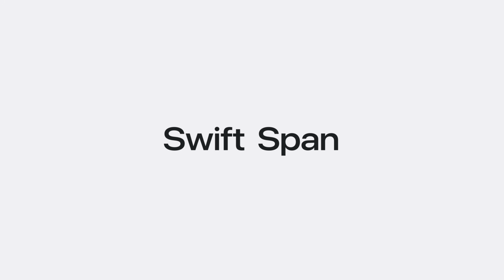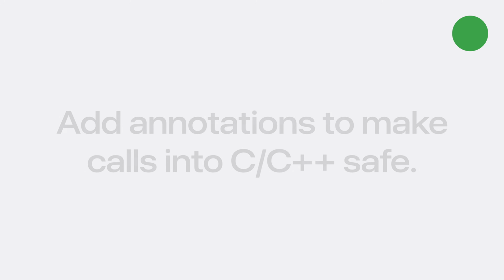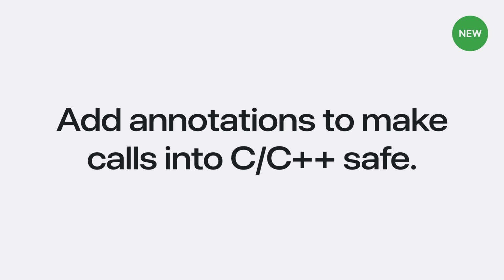The key idea is that if the programmer provides that missing information, Swift can treat an unsafe pointer as a Swift span. In Swift 6.2, I can provide that missing information to the compiler by adding annotations to my C and C++ code. This doesn't change how that code works. It just makes its assumptions explicit. This enables Swift to make safe calls to C and C++ code that uses pointers.